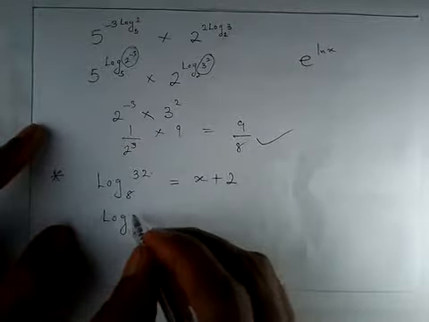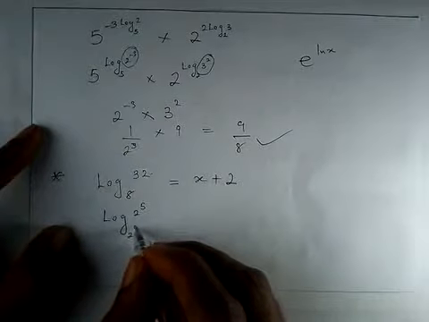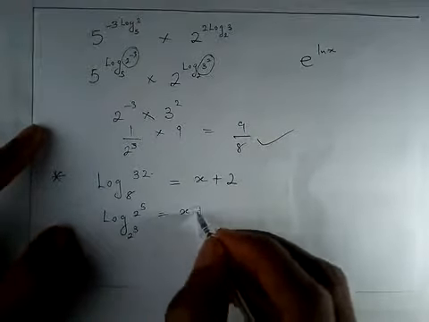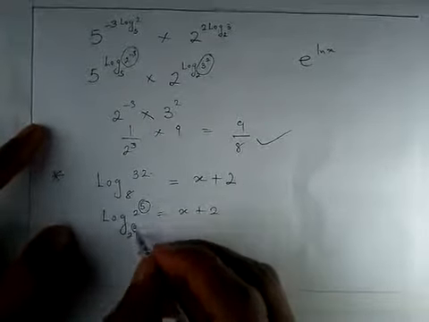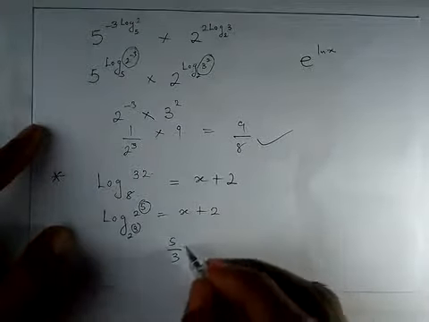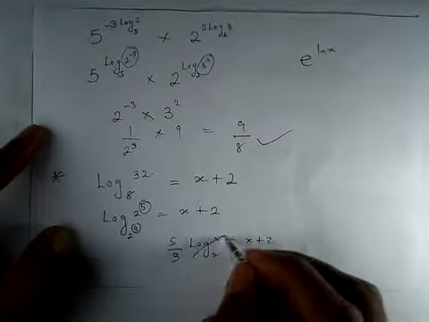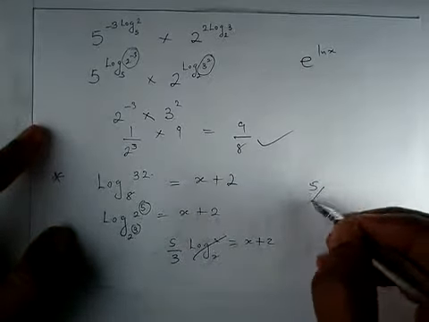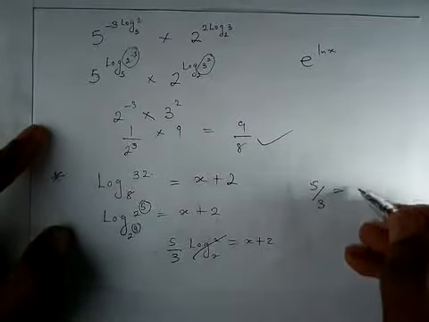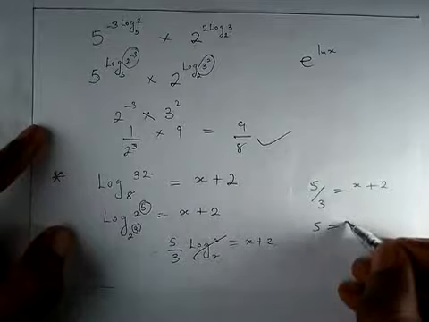32 is 2 raised to power 5. 8 is 2 raised to power 3, equal to x plus 2. Power, take it down: 5 over 3 log 2, which is 1, is equal to x plus 2. This is 1, so that gives you 5 over 3 is equal to x plus 2. Cross multiply.